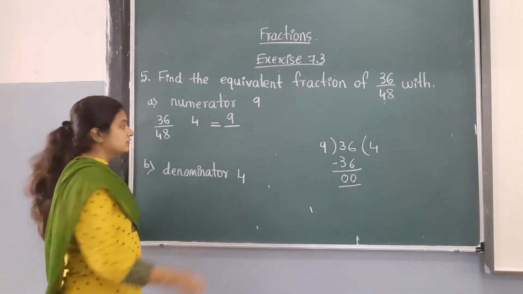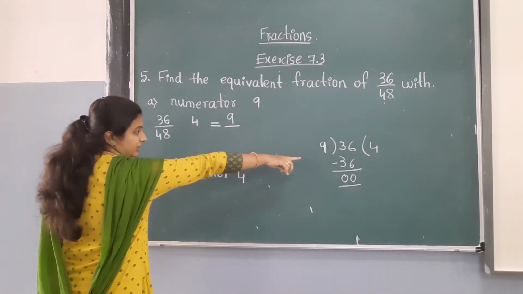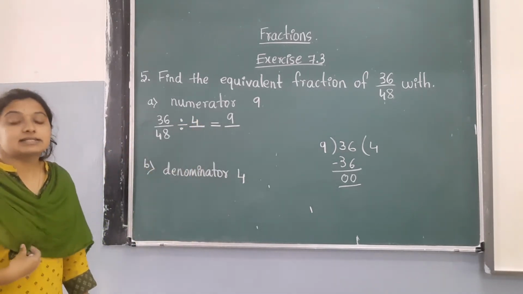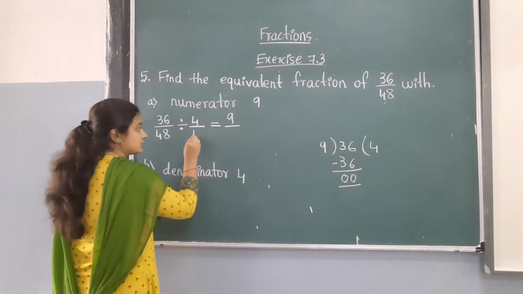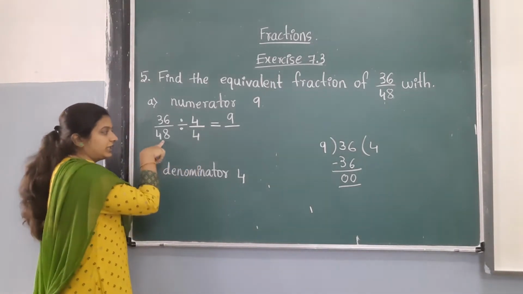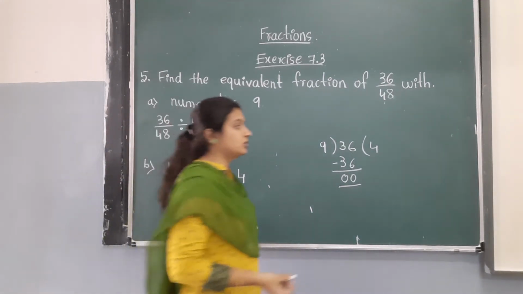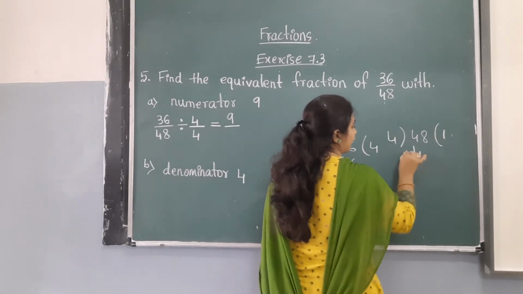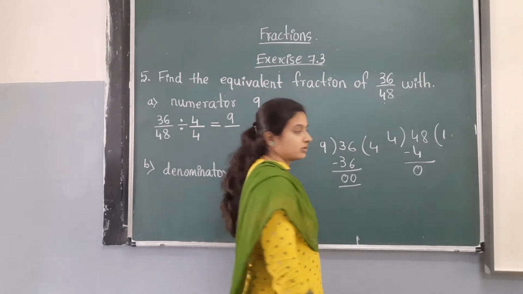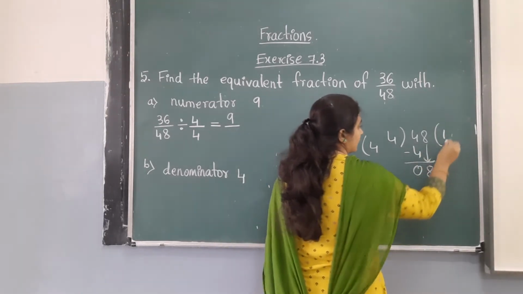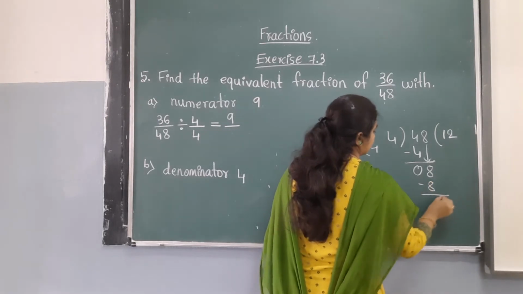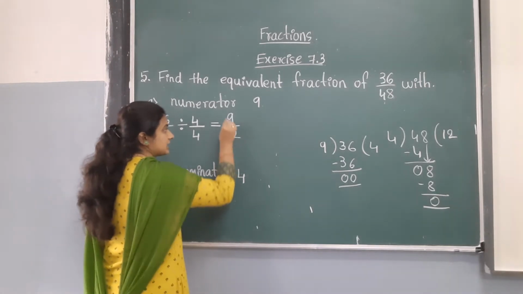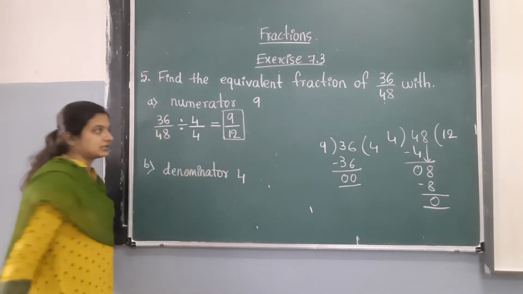Getting my point? 4. What operation have we done here? Division. Which number did you take up? The same number you have to take down also. 4. Now 48 divided by 4. Do rough. 48 divided by 4. 4 ones are 4. 0. Now take this 8 down. 4 twos are 8. 0. So what is the answer? 12. 12 is the answer. So 9 by 12 is the answer.